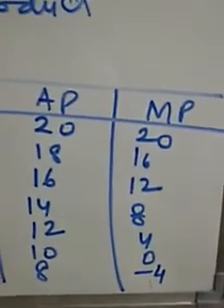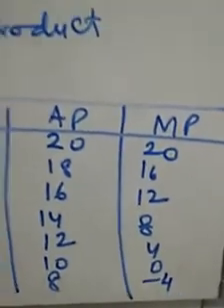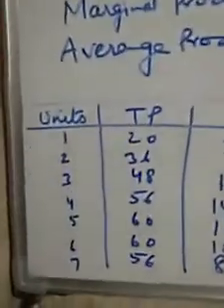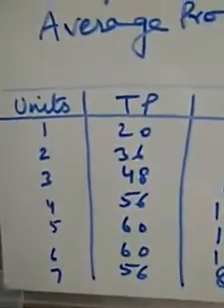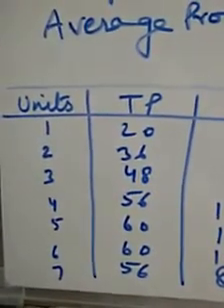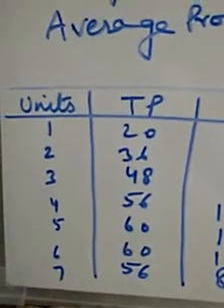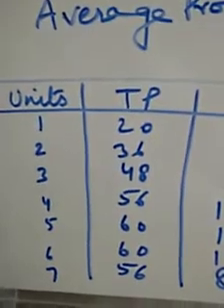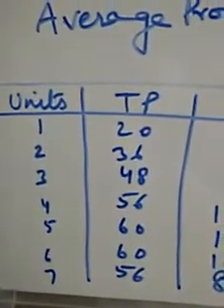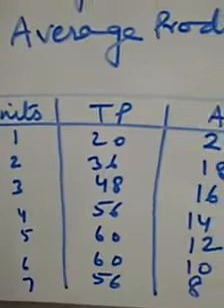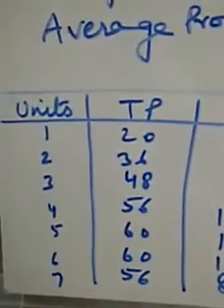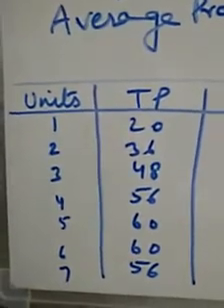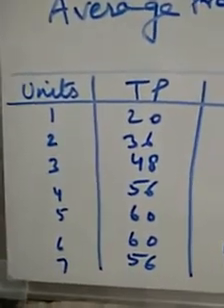As I have already written one numerical on my whiteboard, you are given units of labor, that is 1, 2, 3, 4, 5, 6, 7, and in the next column is TP, that is total product, which is 20, 36, 48, 56, 60, 60 and 56. Now these values are given to you, and you have to find AP and MP. So how will you find AP and MP?